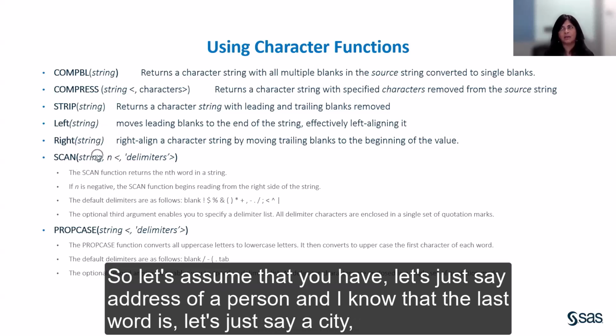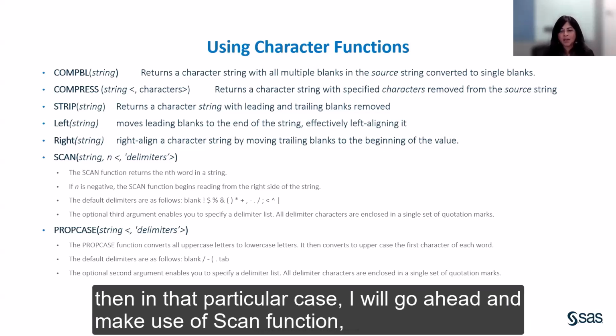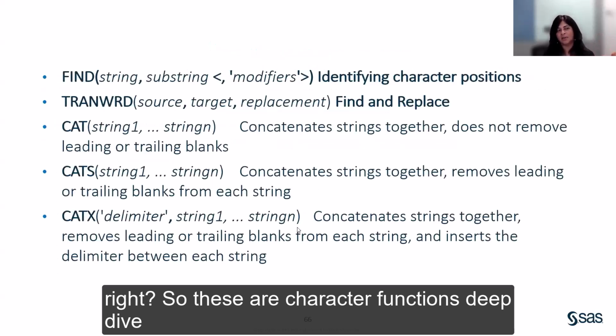So let's assume that you have, let's just say, the address of a person. And I know that the last word is, let's just say, a city. And I want to create a new column that will just have the cities of my customers. Then in that particular case, I will go ahead and make use of the SCAN function, right? So these are character functions, a deep dive.